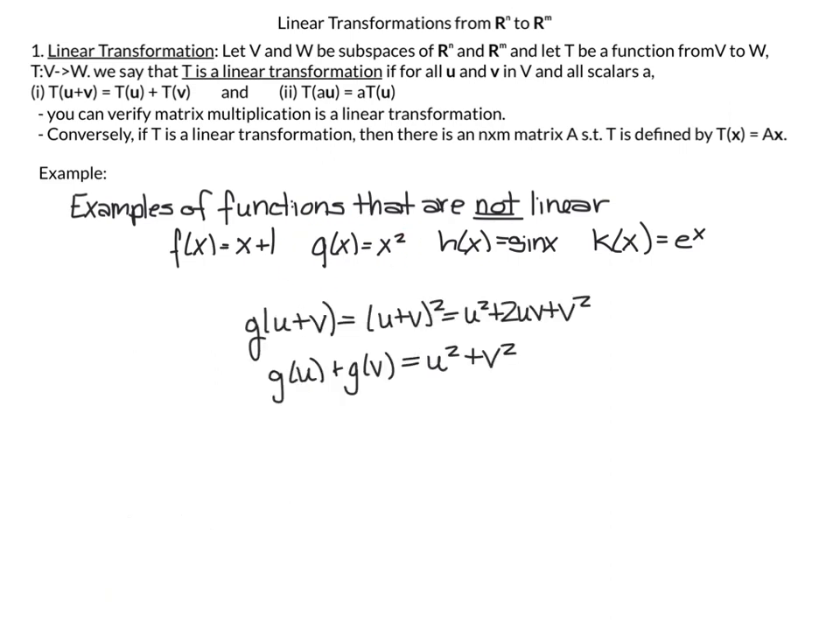Looking at the second function, g of x equals x squared, and I decided to use u and v so it'll look more like this condition here. So if I put g of u plus v, I get (u plus v) squared, which is equal to u squared plus 2uv plus v squared, whereas g of u plus g of v is equal to u squared plus v squared. So it does not meet this criteria. Furthermore, it doesn't meet the second criteria either. If a is a scalar, then our function would be (au) squared, that would be a squared u squared, whereas a times g of u is equal to a u squared.